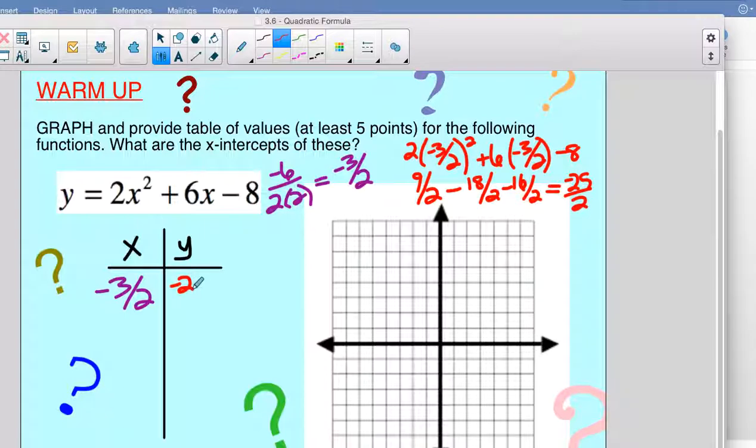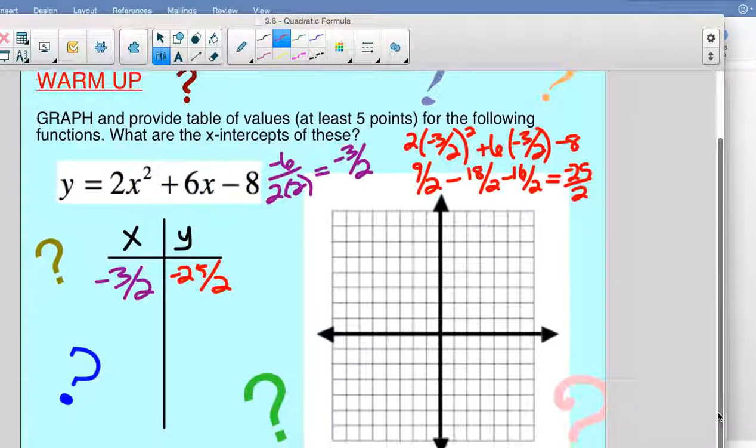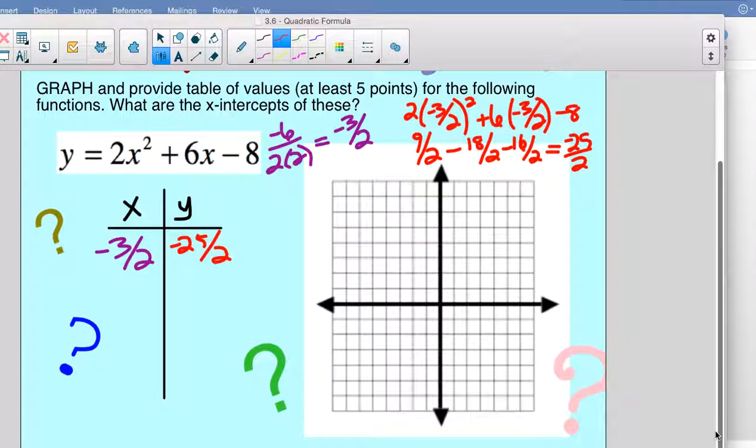So negative 25 halves. So if I look at the graph that I have, I'm probably going to want to go by 2's just so that I can fit it on there. So we can go by 2's. This needs 2, so negative 2. All right, so negative 1.5. I'll still go by 1's on the x-axis. So negative 1.5, and then negative 2, 4, 6, 8, 10, 12, and then 12.5. So there's the vertex.